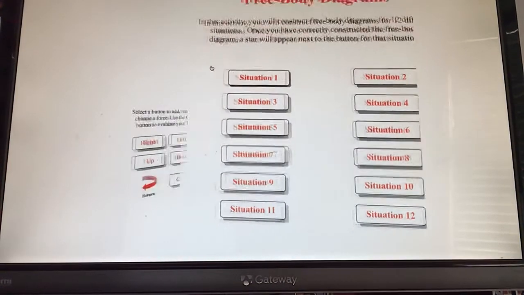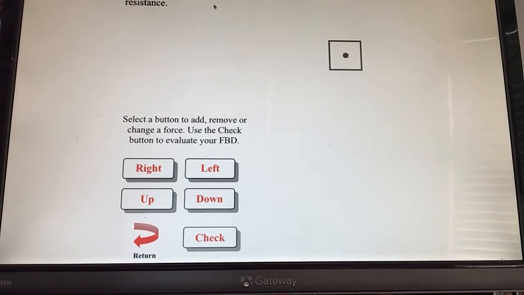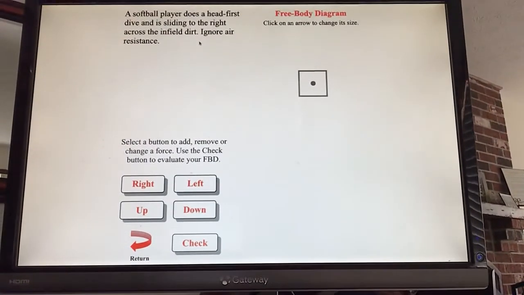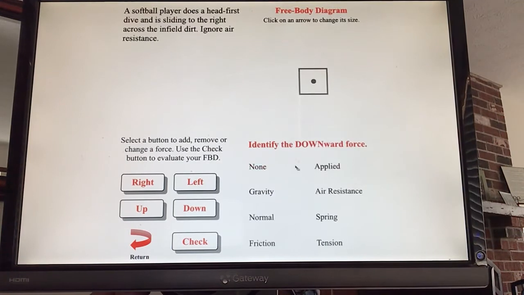Click on a situation. Some of these are going to be the same situations that we just reviewed, actually. A softball player. You can't read that one. There we go. A softball player does a head-first dive and is sliding to the right across the infield. Ignore air resistance. So the first thing you want to do is hit the down arrow. That's going to give you choices. What's pulling down on the softball player? Gravity. There's your F grav.